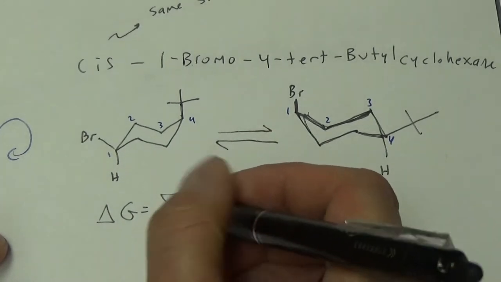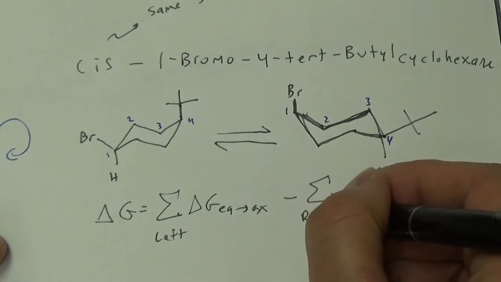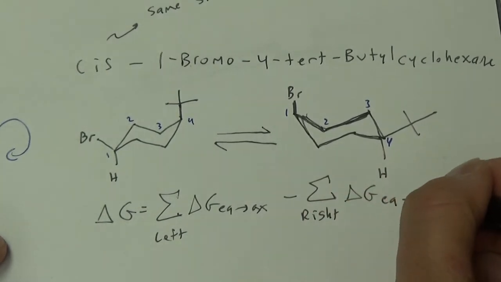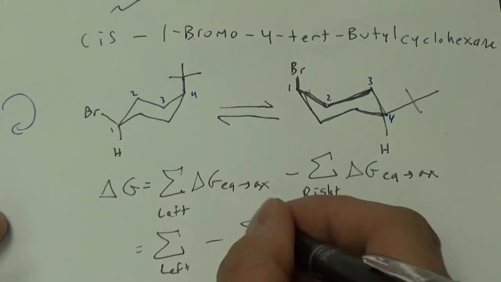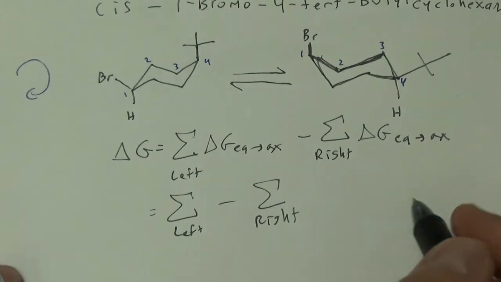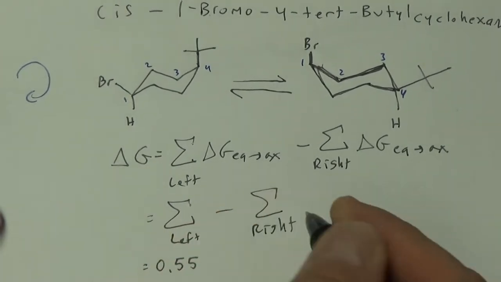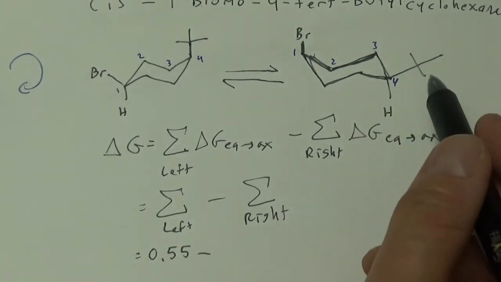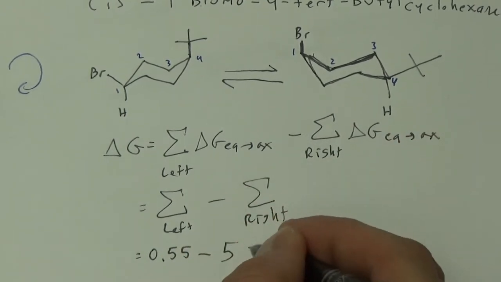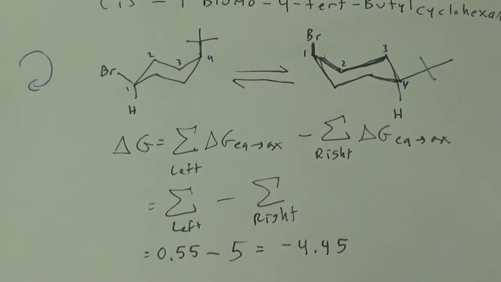Okay, so delta G is the equatorial to axial values on the left minus the sum on the right. That's writing out the whole formula. You could just say the sum, left minus right. We know what that means. And what is the number for bromine? I think we saw it just now. It was 0.55, right? Because bromine's equatorial on the left, and we look for everything that's equatorial on the right, and it's just the tert-butyl, and that's the huge number. It's 5. Oh, cool! It looks like a negative number, just like we expect. I think it's negative 4.45. I think that's right. Double check.